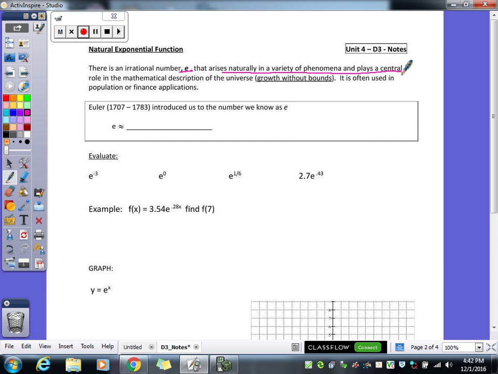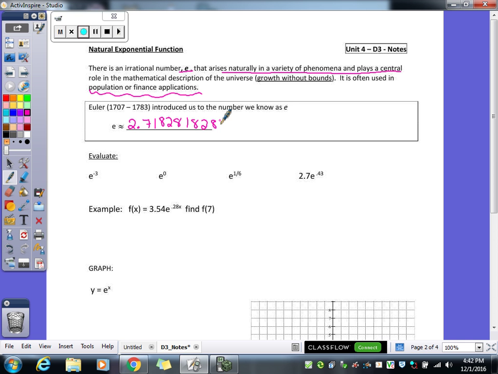It is often used a lot in population kind of questions or situations and finance applications. So we'll be using it when we do some of our word problems in this unit. e is equivalent to approximately 2.718281828.